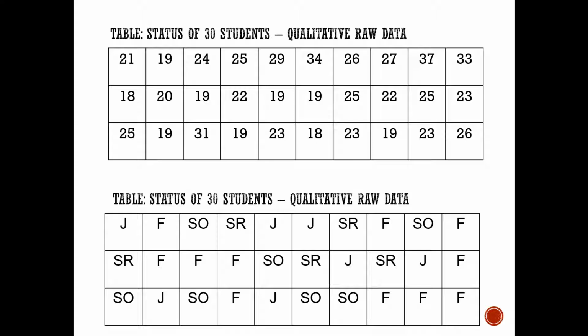And then below, I have the status of 30 students, which is grouping them into what year they are in college: freshman, sophomore, junior, senior. And that's qualitative. I mean, that's going to be qualitative raw data, isn't it? Because it's going to put them into different groups.